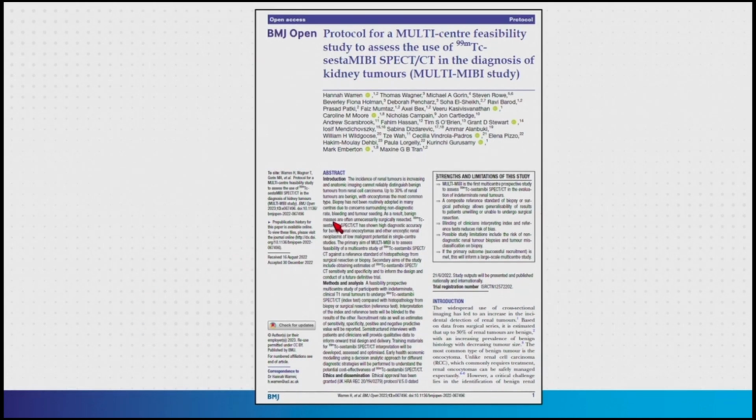There is a group in the UK that has a prospective study that's ongoing. It's called the Multi-MEBI study. We don't really have any results from it yet beyond, I think they published the results of the first 20 patients that contain various diagnostic yield aspects of it, so they knew what their cut points were for calling positive and negative. But the true results of the study haven't been published yet.